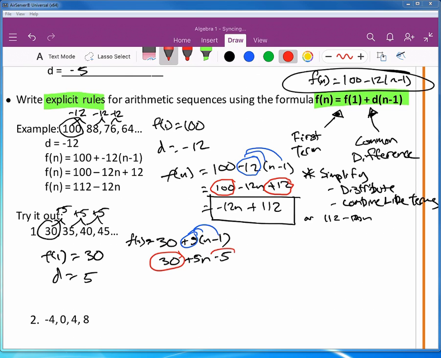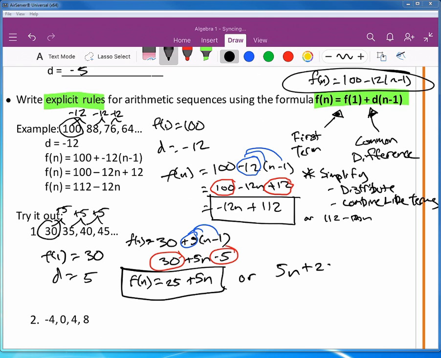Combine like terms. The second part of simplifying. 30, that literally says 30 minus 5. That's 25 plus 5n. So f of n would equal 25 plus 5n. Again, another way to write it, 5n plus 25. That probably looks better. Okay, so just know that they're both the same. I just switched them around.